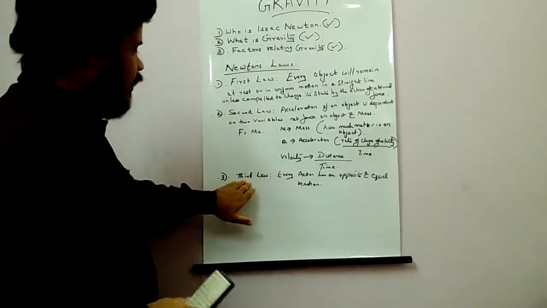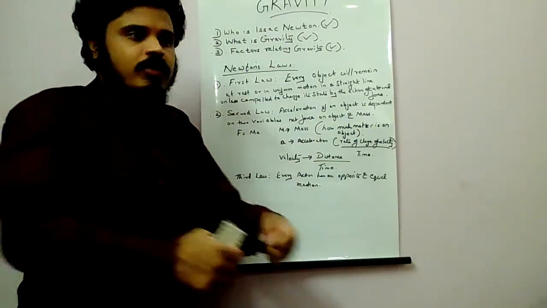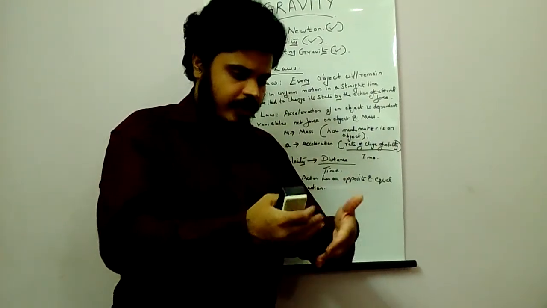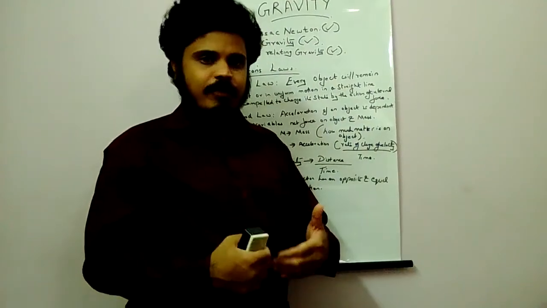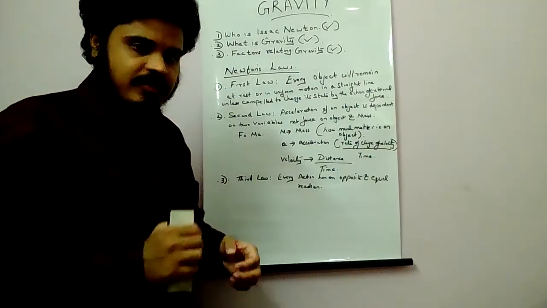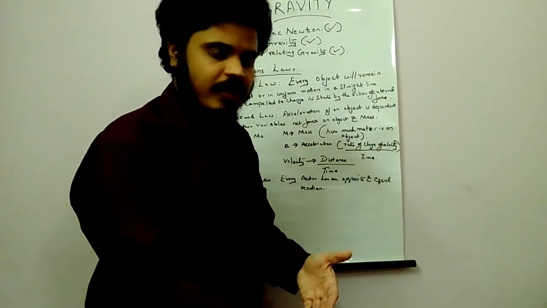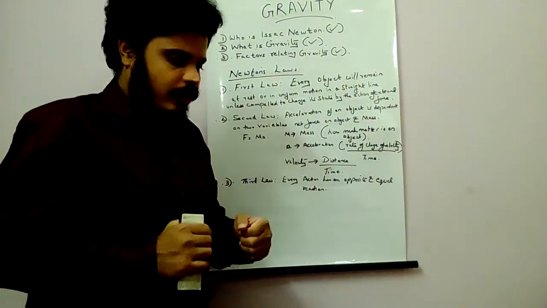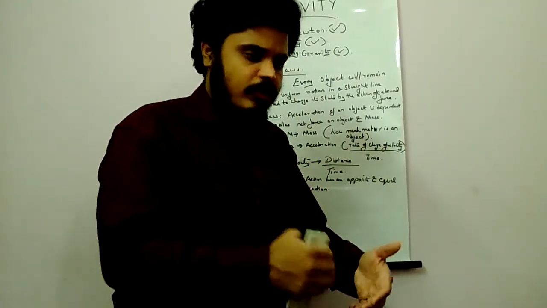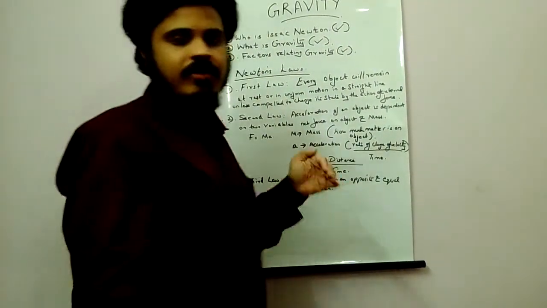The third law states that every action has an opposite and equal reaction. When a person walks on the ground, his legs exert a force on the ground, and in opposite, the ground also exerts a force on the legs. So for every action there is an opposite and equal reaction. That is Newton's third law.